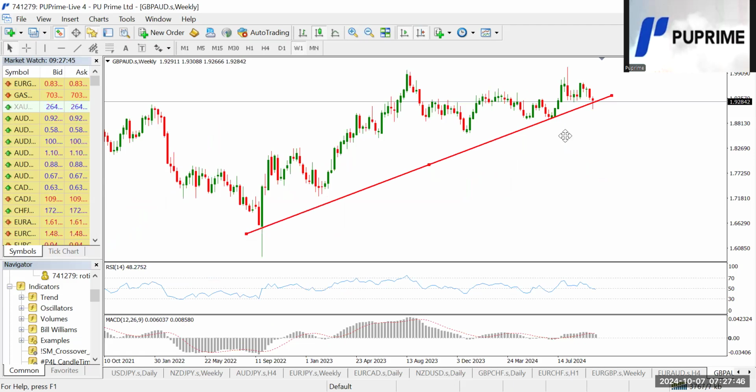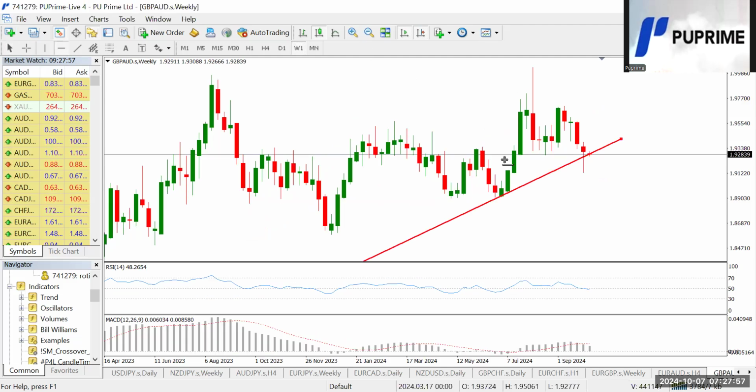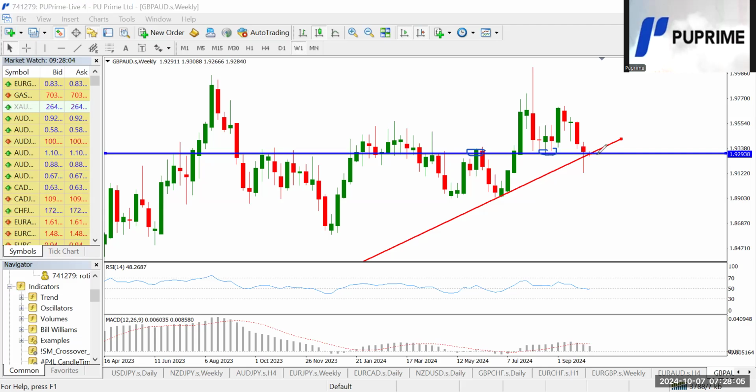And we can see that price is in an uptrend, which means we're looking for a bullish continuation also. And finally, on the same weekly time frame, we can see that price also hit a support. We have a valid support here, a resistance turned support, and this candle. So we're looking for an opportunity to buy the GBP AUD on the weekly time frame.